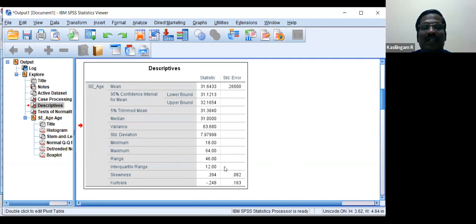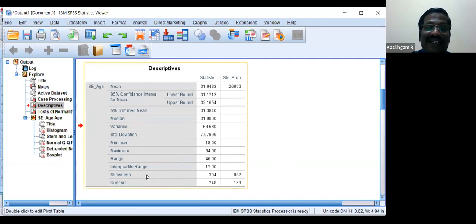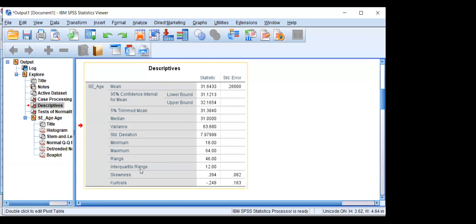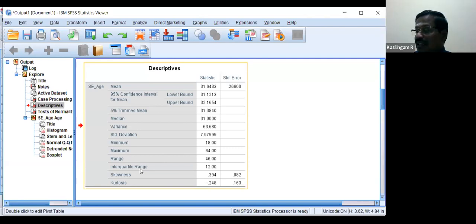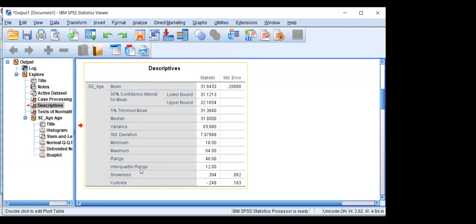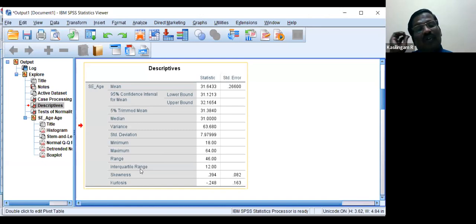Okay, very good. Now, what is the interquartile range? It is the difference between Q1 and Q3. Q3 minus Q1. Okay, very good.